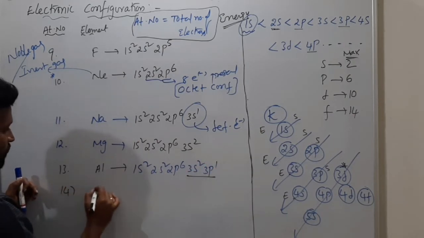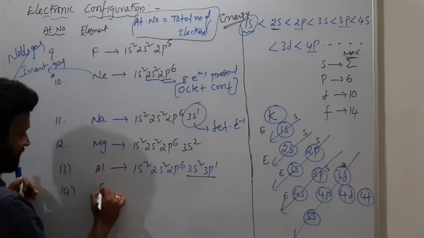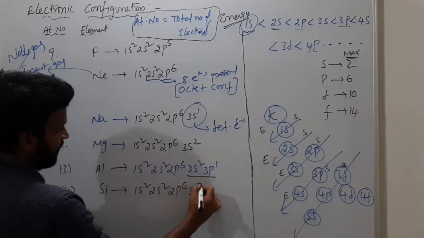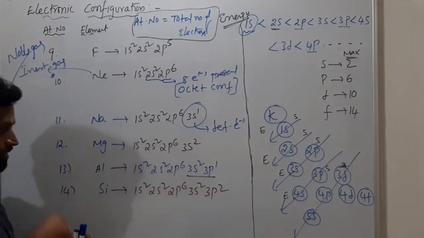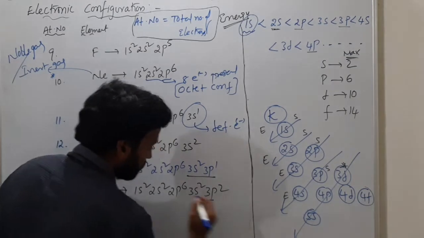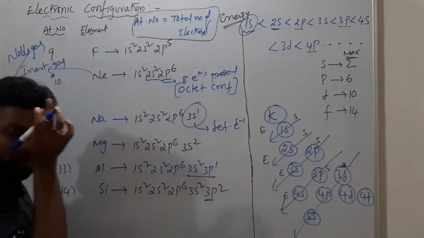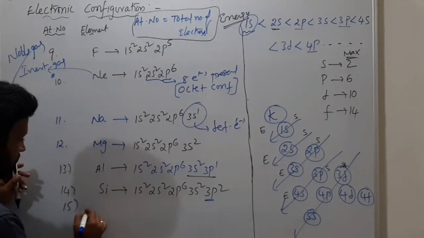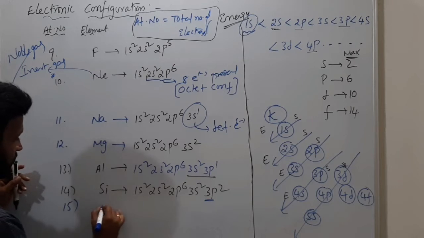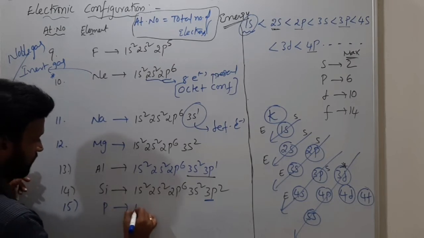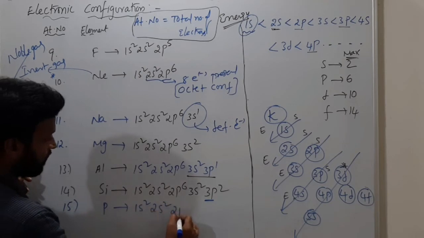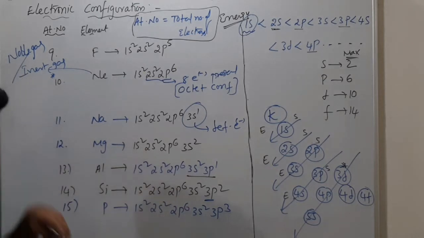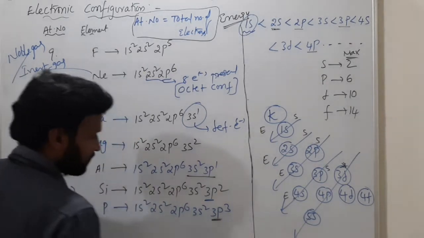Next, the 14th one. The 14th one is silicon. 1s2, 2s2, 2p6 and 3s2, 3p2, and 3p2 is the differentiating electron. The differentiating electron enters into 3p. Like that, 3p can have maximum how many electrons? 6 electrons. Next, the 15th one is phosphorus. 1s2, 2s2, 2p6 and 3s2, 3p3 is phosphorus. The differentiating electron enters into 3p.